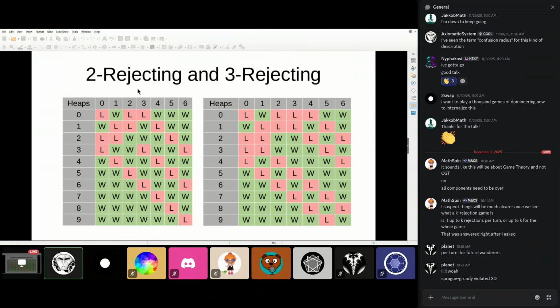Here I have diagrams for 2 and 3 rejecting Nim, 2 heaps. Actually, let me pull it up here. So these are two heaps, right? Yes, 2 heaps. Here's 2 rejecting Nim and 2 heaps in 3 rejecting Nim. It looks like there's k+1 diagonal lines. Yes, that is correct.